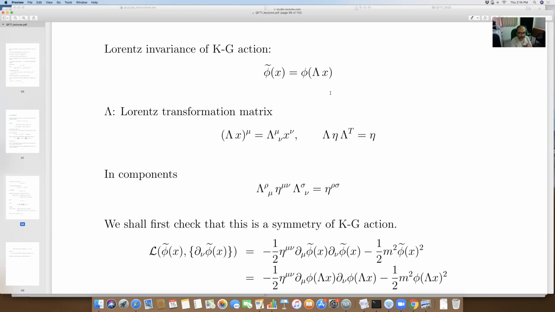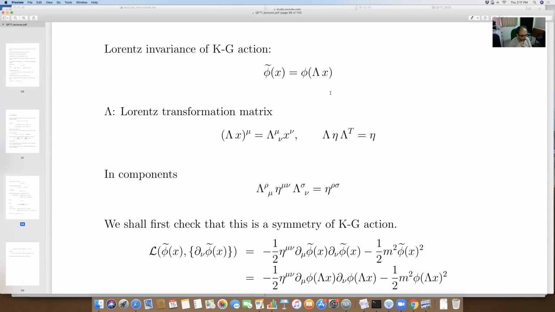That we have given phi of x. We can evaluate the action. It's a number. Now, instead of giving phi of x, I give a new function, which is phi of lambda x. Call this phi tilde of x, and then you substitute this new function in the action. In general, you will get a different action, a different number. We call this a symmetry when the new number is the same as the old number.